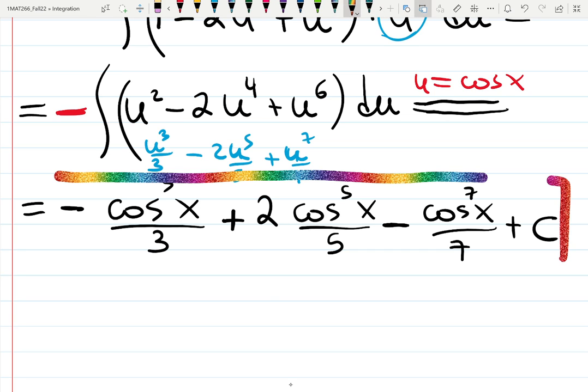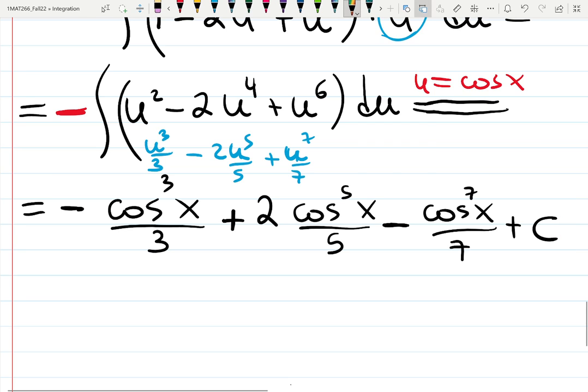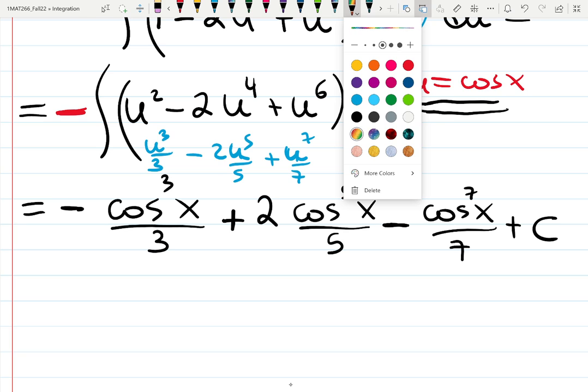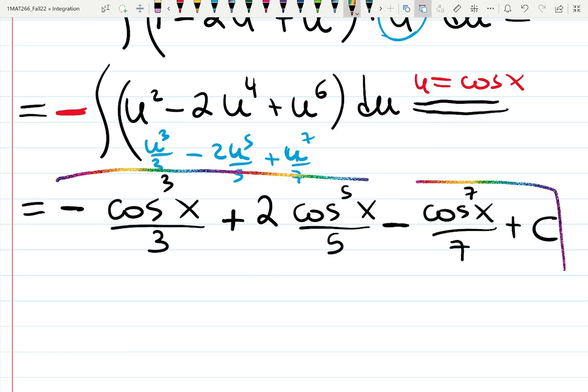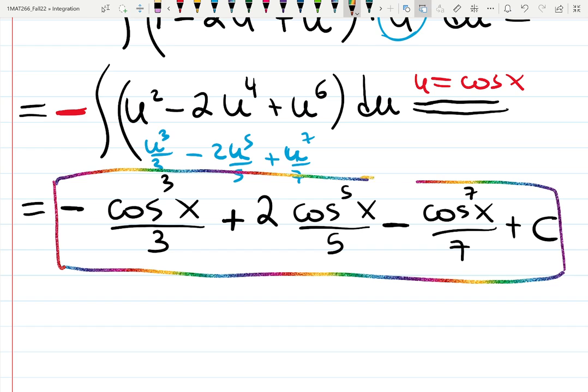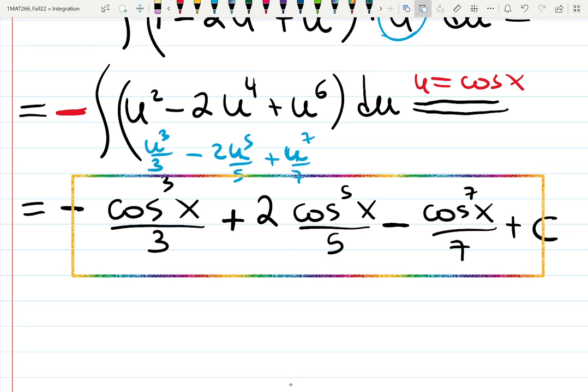Yes. It's too fat. Okay. Rainbow box. What do you think about this? Isn't it fun?